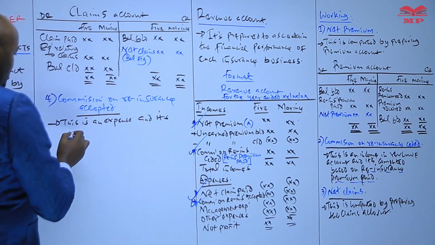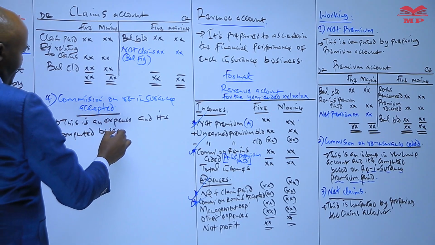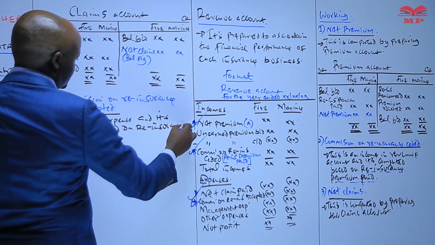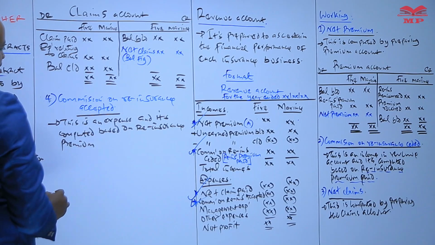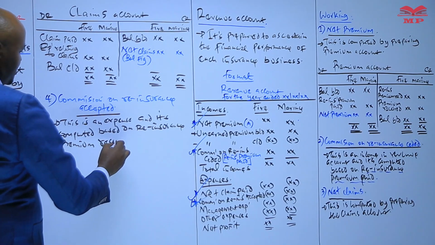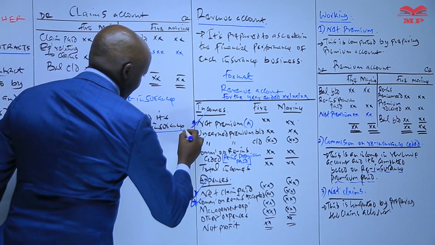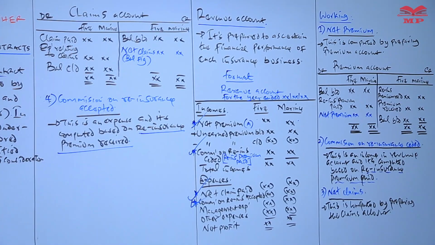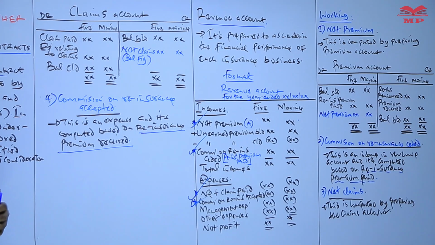And it is computed based on reinsurance premium received. Very important, computed based on reinsurance premium received. Basically, this is a commission which is paid by an insurance company as a result of receiving an insurance business from another insurance company.